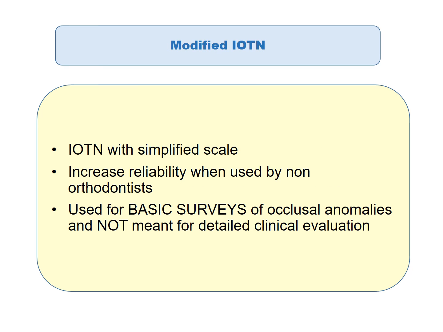Now, what is a modified IOTN? The modified IOTN basically is IOTN with a simplified scale. It is simplified so that reliability is increased when it's used by non-orthodontists. This is useful because it's used for basic surveys of occlusal anomalies and not meant for detailed clinical evaluations.